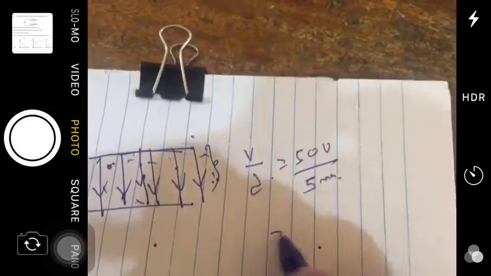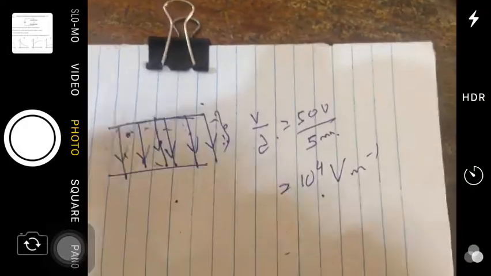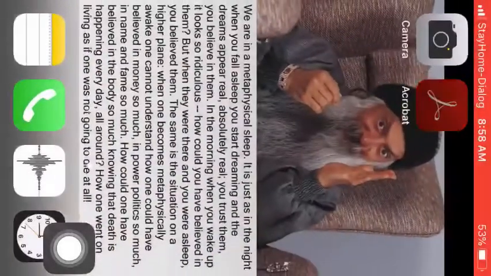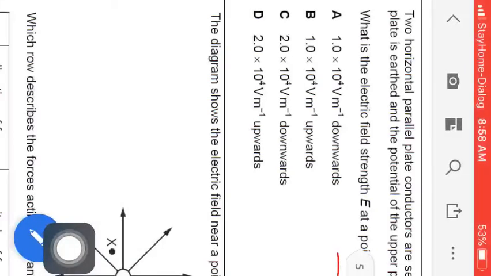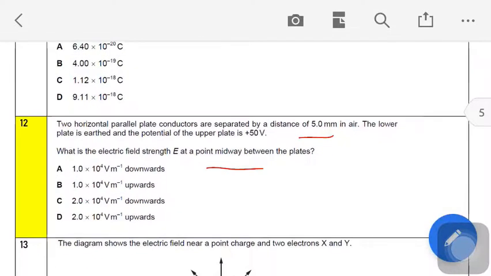So this would give you 10 to the power 4 volt meter minus 1. Okay, so that's the answer. There are two answers with that. Then the upper plate is positive 50 volts and the lower is earthed. The field lines begin from positive and go to negative, so downwards. So the answer is A.